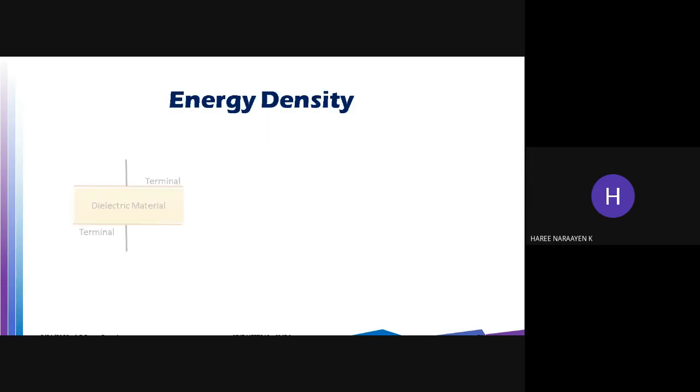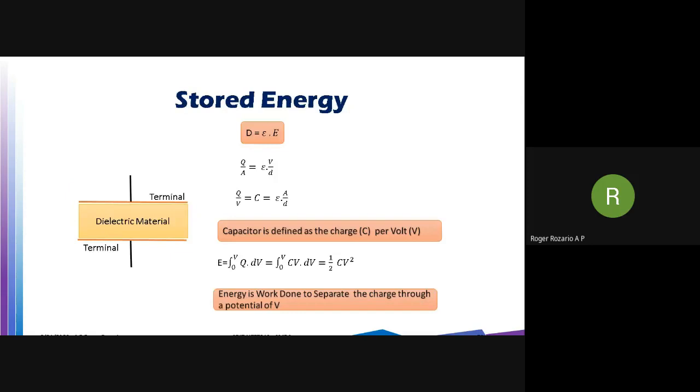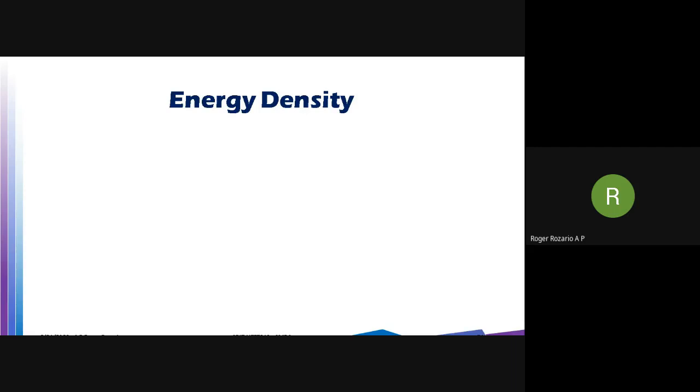Next we'll go to the energy density. We'll use the same formula. Just remember this expression, C equal to epsilon into A by D. Then we will calculate the energy density. Density meaning, for 1 meter cube of the dielectric material, what is the amount of energy that the capacitor can store? That is the energy density. This energy density is a very important parameter which will be specified in the data sheet of the capacitor, from which you can choose an appropriate capacitor for a DC to DC converter.